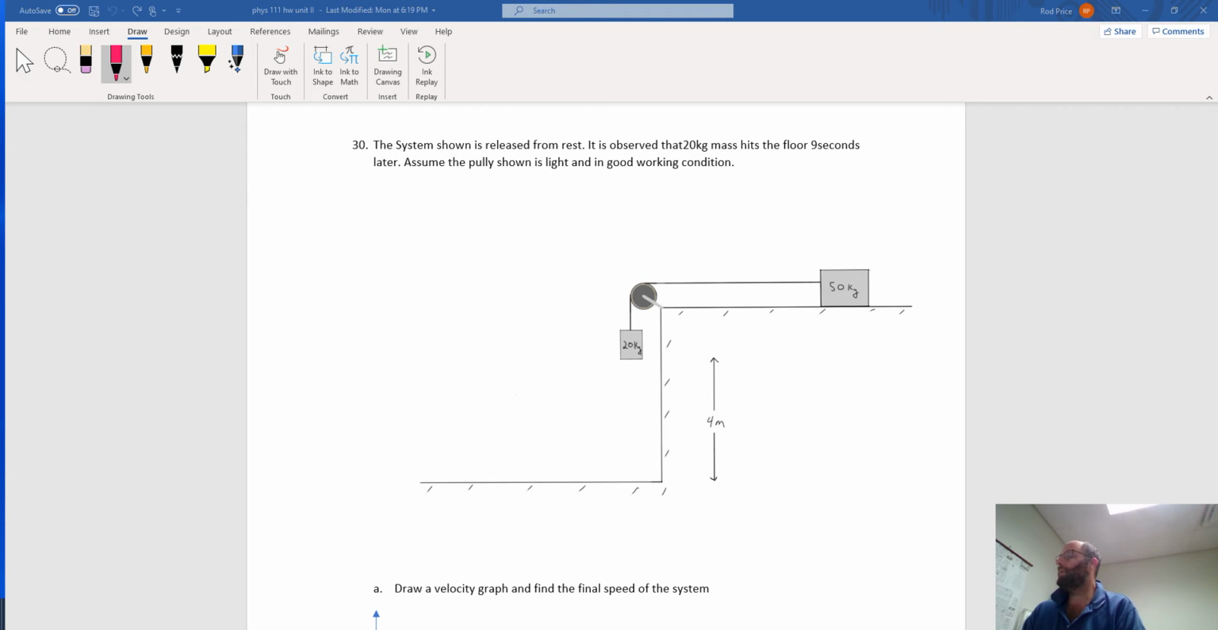I'm making this video to help you along with number 30 here in your Unit 2 homework. What a nice looking picture, if I do say so myself. Okay, so let's chat about this system here. We got this 20 kilogram mass and this 50 kilogram mass.